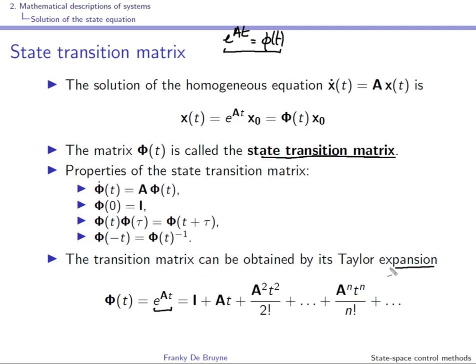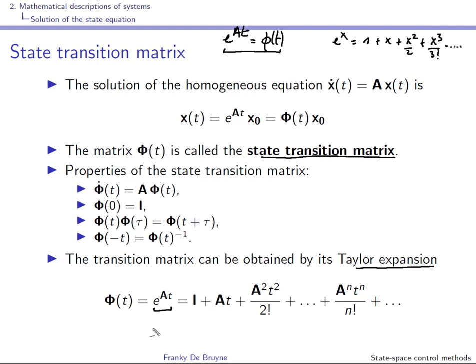Okay, so this might look a little bit strange, but you can define this quantity using a Taylor expansion. Remember that the Taylor expansion of the exponential in the neighborhood of 0 is 1 plus x plus x squared over 2 plus x cubed over 3 factorial, and so on, right? Well, in the same fashion, you can define the exponential of At. It's an identity matrix plus At plus A squared t squared over 2 factorial, and so on.